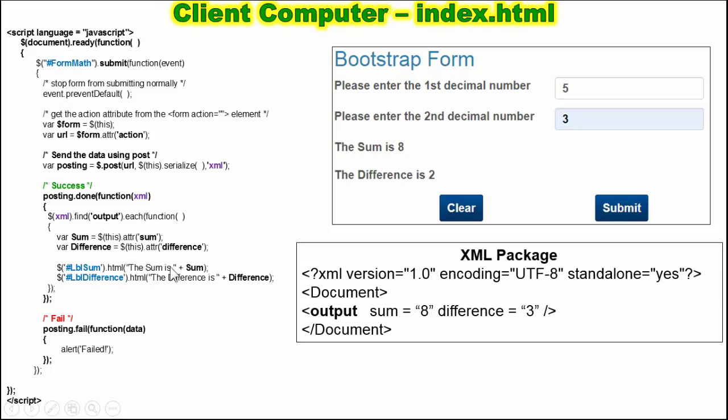Finally, it updates the display of the two labels, namely lblSum and lblDifference. Thus, it displays the outputs. The sum is 8 and the difference is 2, all in the same client web page.